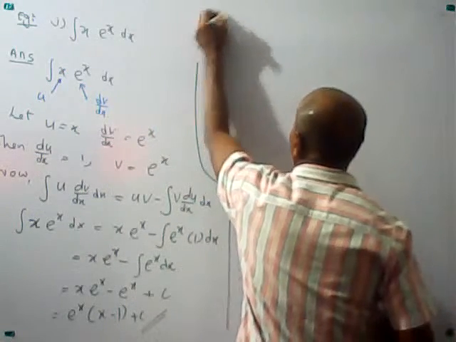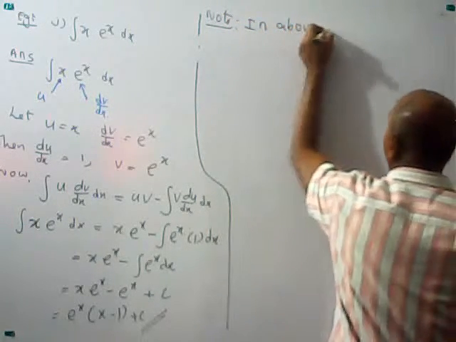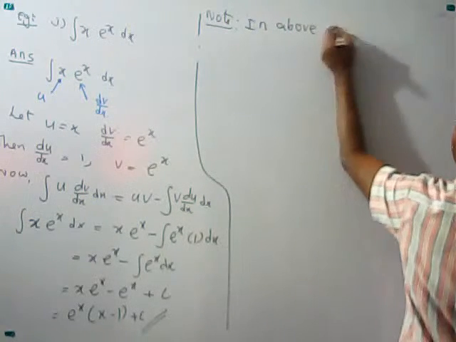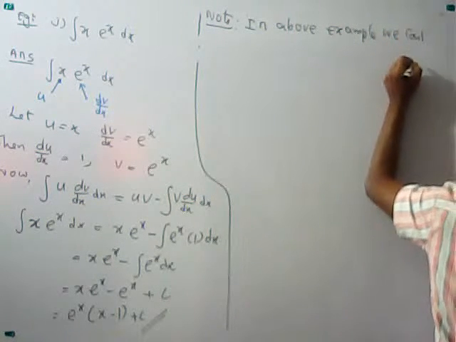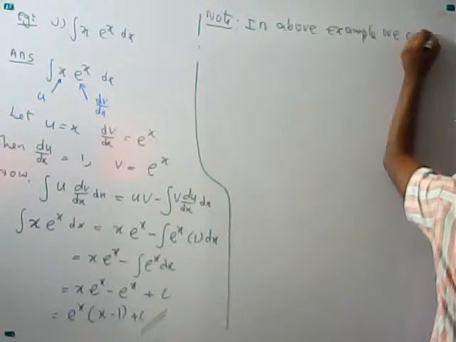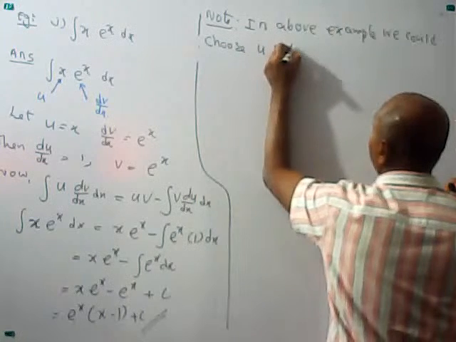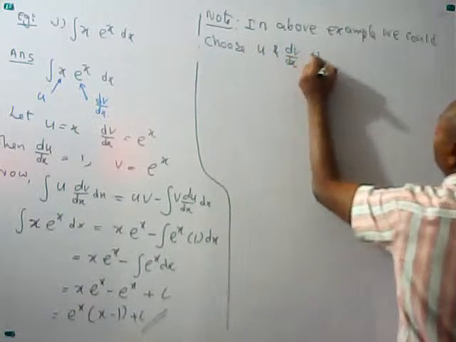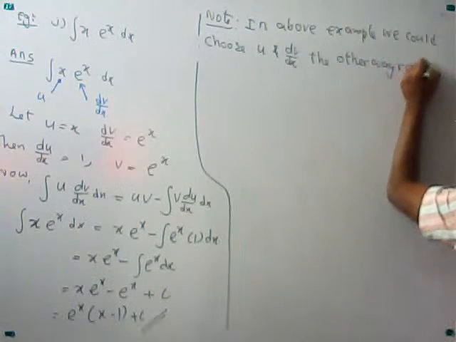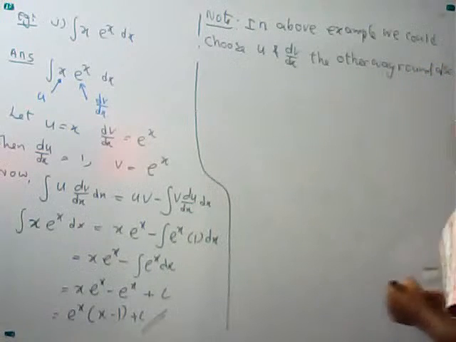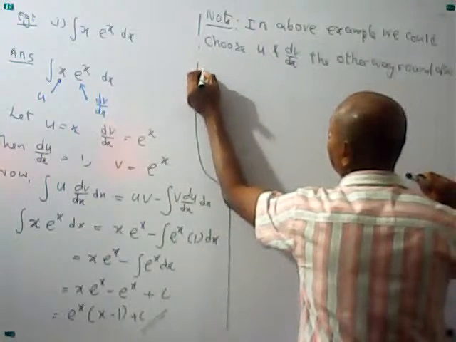Note, in the above example, we could have chosen u and dv by dx the other way around also. The other way around also, right? So let's do it.